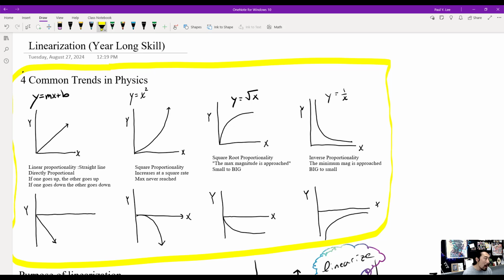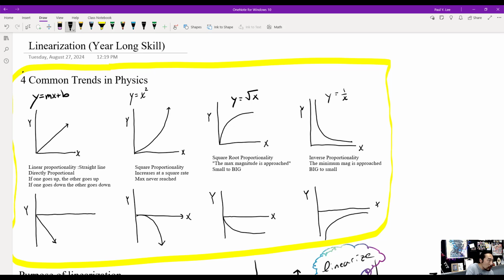So these are the four common trends in physics. Just a quick little background. Physics is the language of the universe. So everything that we learn about here, and even in the formulas, is just describing what naturally occurs in our reality. And it just so happens that all those things, mathematically speaking, follow very common trends. Now, these aren't the only ones, but these are the most common types. So we'll go over it right now.